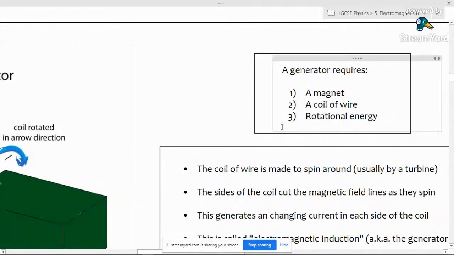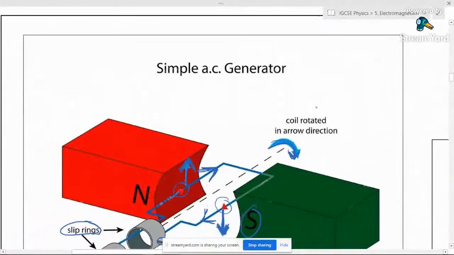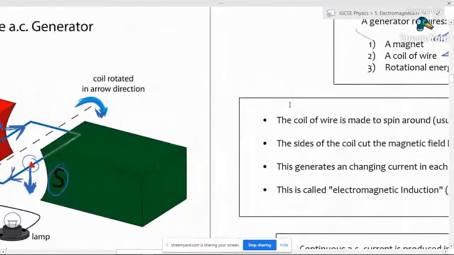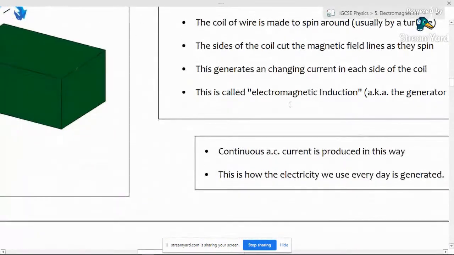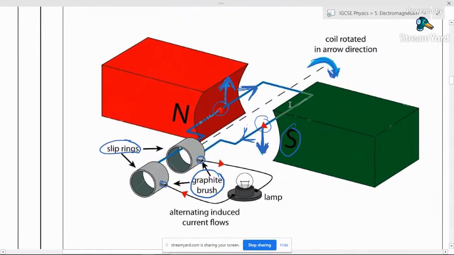a generator requires three things to work. And we can see in that picture that there is definitely a magnet, there's a coil of wire, and something has to be providing rotational energy. Something has to be rotating this coil. Okay, and when we have a generator in this way, we get continuous AC, alternating current electricity, and you'll see in a minute why it's alternating.